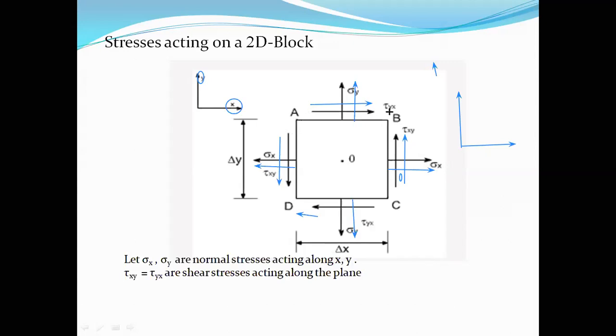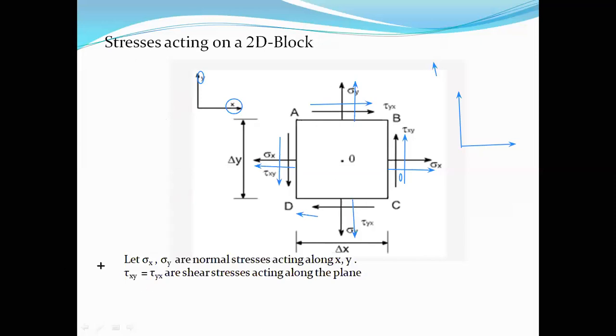If you look at here, tau yx is nothing but this shear stress acting on the y plane, because this is the y-axis, right? On the y plane, along which direction? X direction. That's why it is called tau yx. In the same way here also, this is tau xy, whereas this one acts on the y plane towards the x direction. That's known as tau yx. This is exactly the basic diagram of the stresses acting on a 2D block.